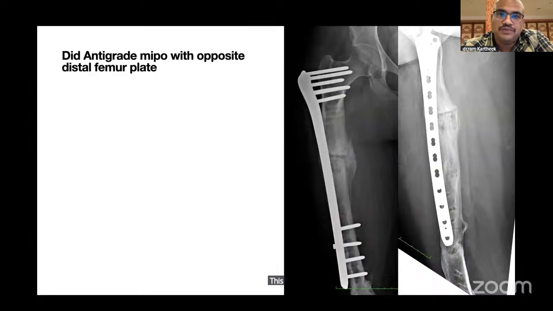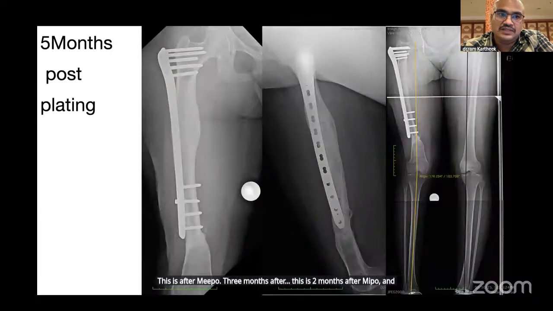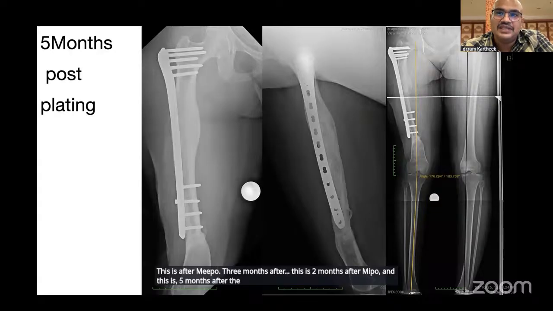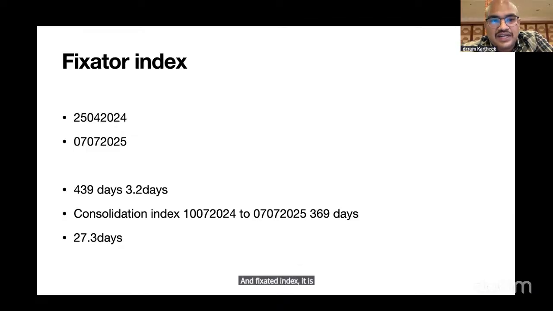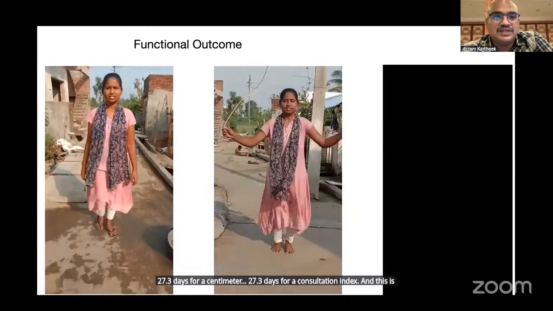This is after MIPO, 3 months after. This is 2 months after MIPO, and this is 5 months after the plating. This is her axis. The fixator index is 439 days, that is 3.2 days per millimeter, 27.3 days per centimeter, and 27.3 days for the consolidation index. And this is her functional outcome, sir.